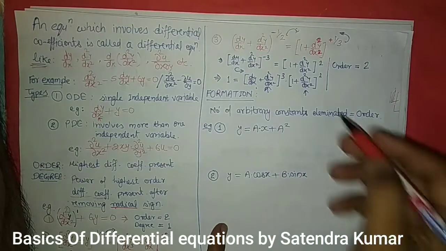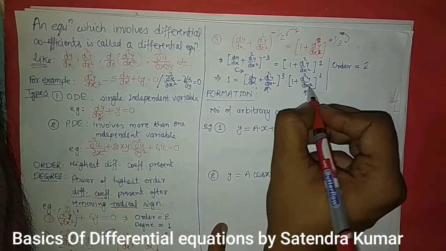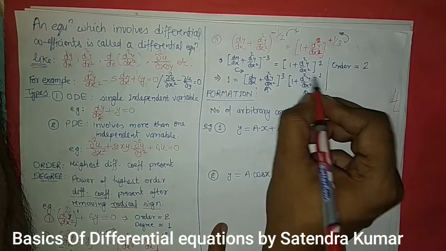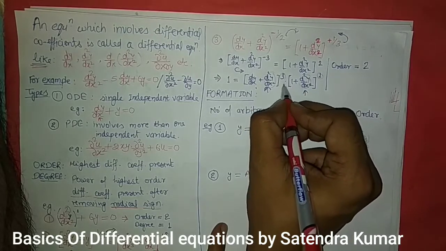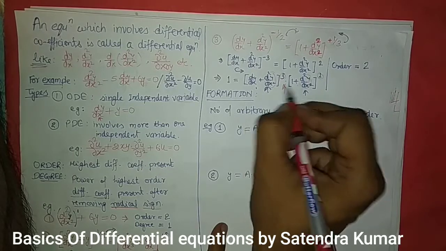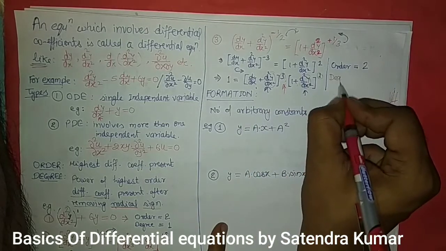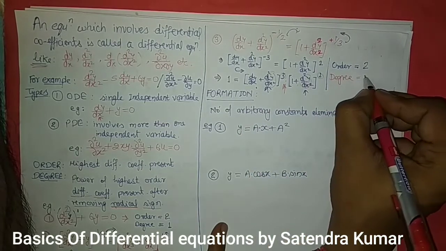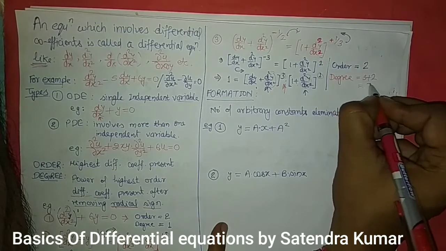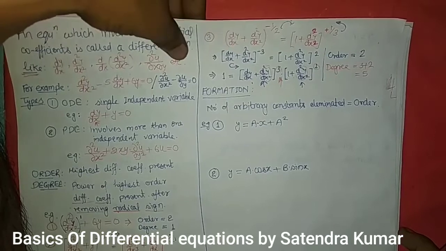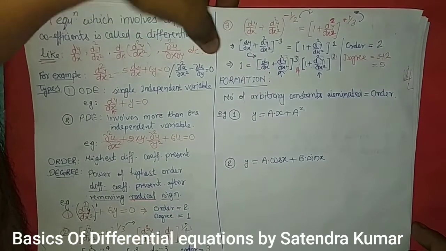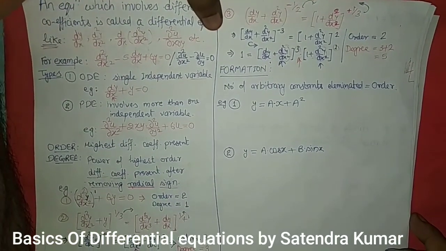And if we talk about degree, then the highest degree in this term is 2 and in this term is 3, but we multiply these two terms, so the powers will be added. Hence the degree is equal to 3 plus 2, which will be 5. These are the basic concepts of order and degree in differential equations.